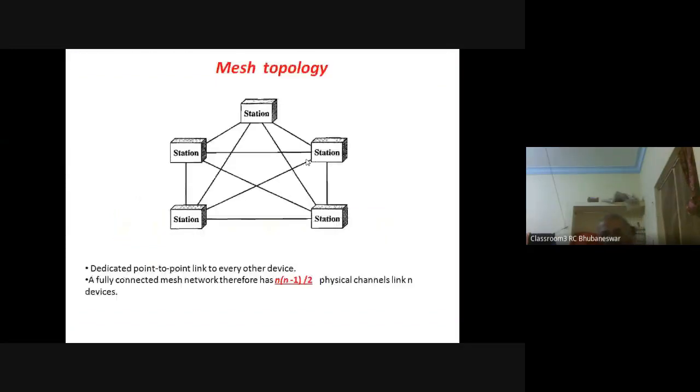One is mesh topology. Now we know what topology is: the geometrical representation of any computer network. In mesh topology, how are the links connected? Each node, station 2, station 3, these are nodes, each node is point to point connected with every other node. See, point to point connected, a dedicated path between them.